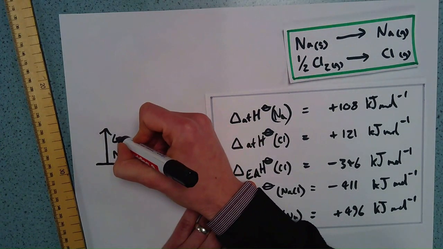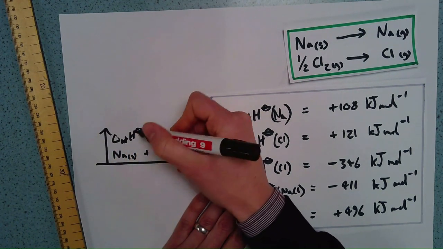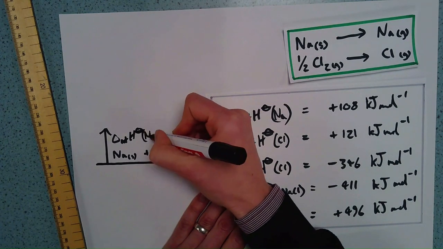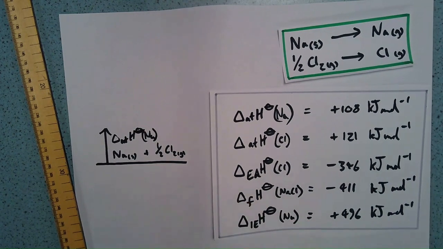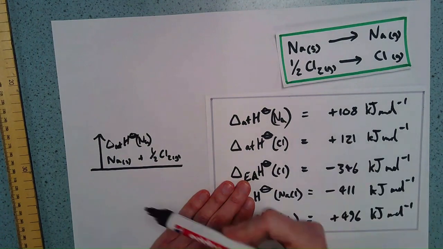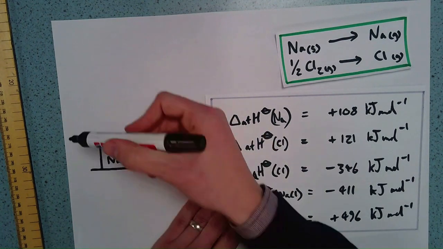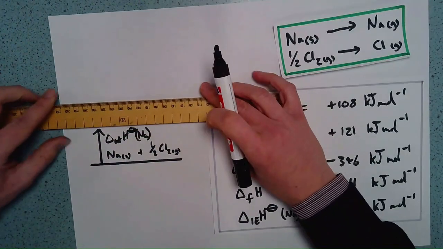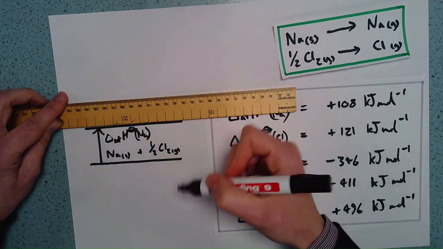We can put delta AT H. It doesn't matter which one you're doing first. I'm going to do the sodium first and put that arrow there. That's representing that we are adding energy. It's plus. We could put the number on there, 108 kilojoules per mole. More on that later. But we're going to need to do that. That takes us up to this level of energy. We're going to then do the same with the chlorine.